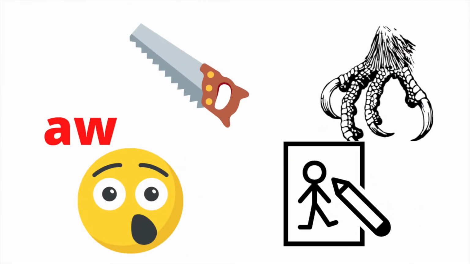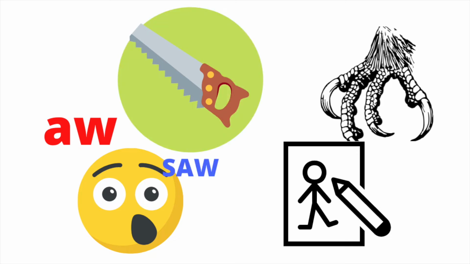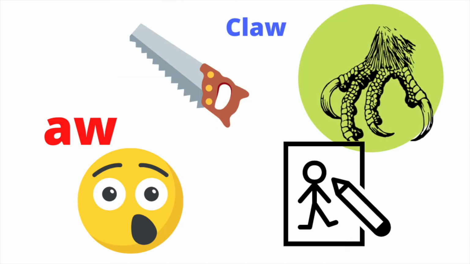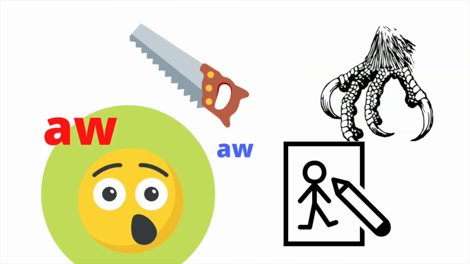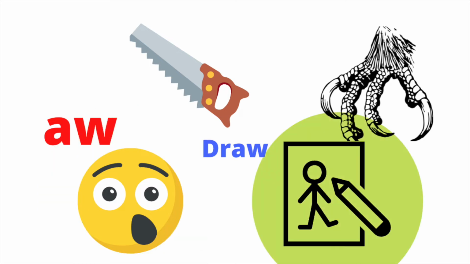Now we're going to look at AW, pronounced aw in most cases. Here we have saw, claw, aw, draw.